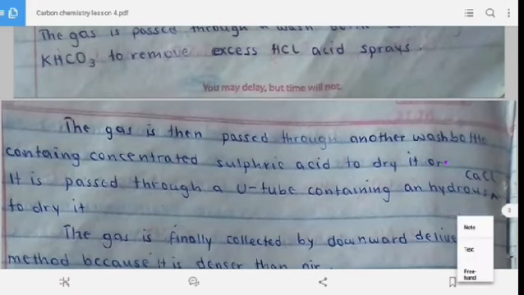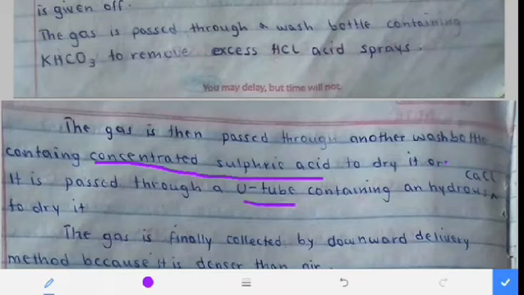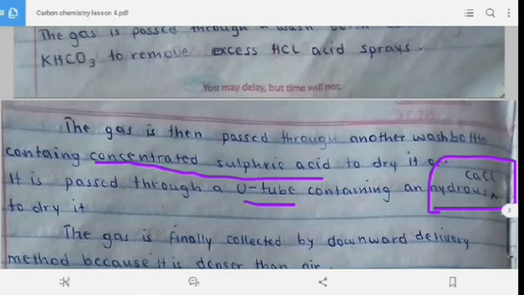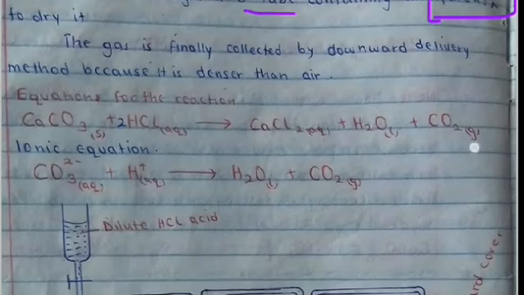So from there, after it has removed the excess acid sprays, the gas is again passed through another wash bottle containing concentrated sulfuric acid to dry it, or it is passed through a U-tube containing anhydrous calcium chloride. This anhydrous calcium chloride is also to dry it. So you can either pass it in concentrated sulfuric acid or in anhydrous calcium chloride.